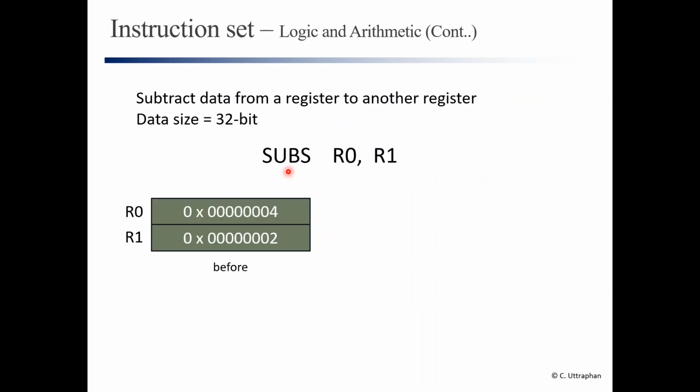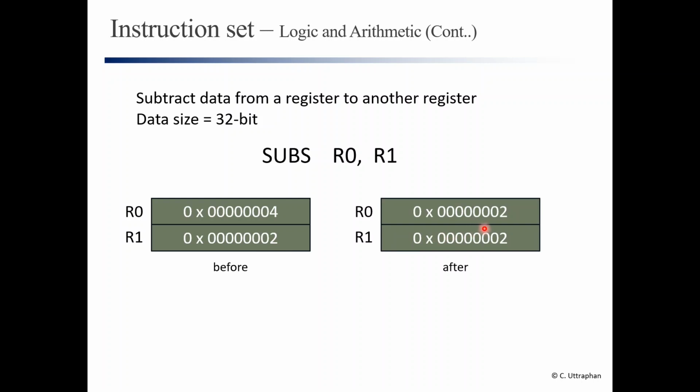Let's look at this example for the SUB instruction, using format 1. The instruction is SUB R0, R1, meaning R0 minus R1, and the result is stored in R0. Assume that R0 and R1 initially contain hex 4 and hex 2, respectively. Then, after the microprocessor executes the instruction, we will have hex 2 in R0, which is 4-2, and the content of R1 remains unchanged. And the condition flags are as follows.